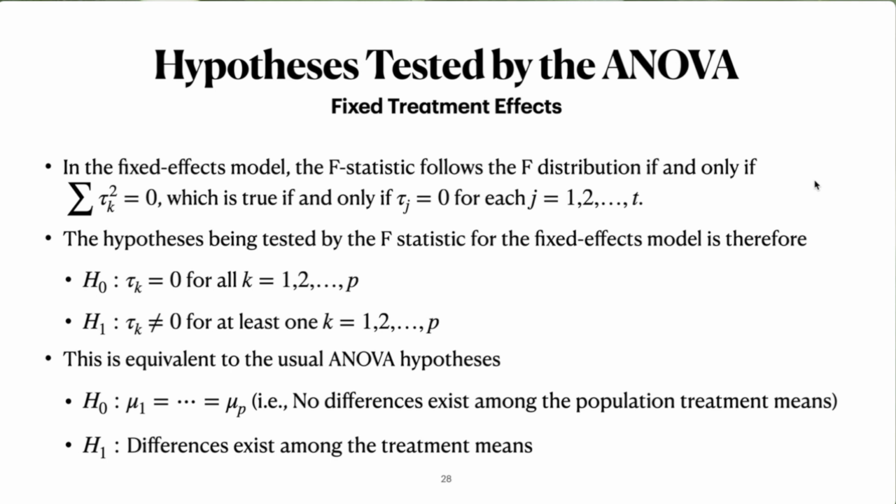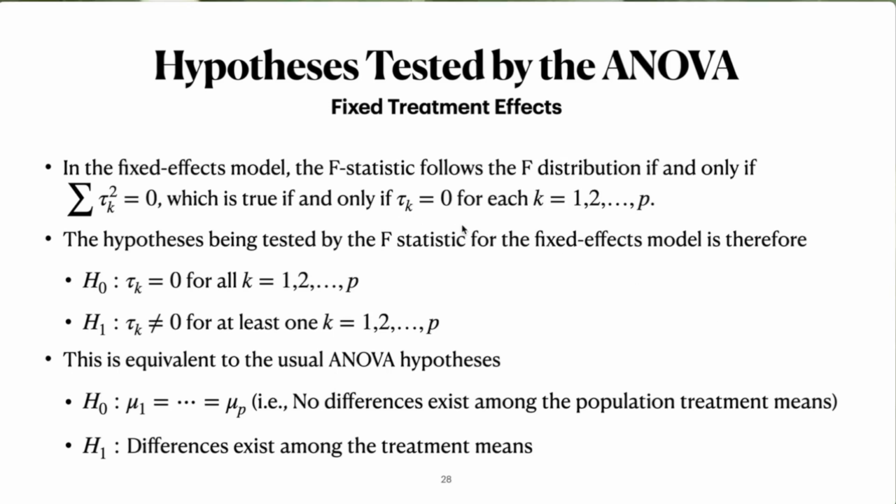And that's what we're explaining here on this slide. In the fixed effects model, in other words, where the treatment is a fixed effect, the F statistic follows the F distribution if and only if the sum of the squared treatment effects, the tau squared sub k's, is equal to 0, which is true if and only if every treatment effect is 0. And so for that reason, the hypotheses that are being tested by the F statistic for the fixed effects model are given by these hypotheses here.